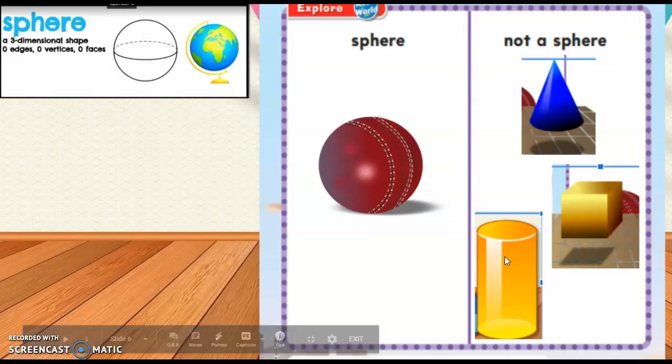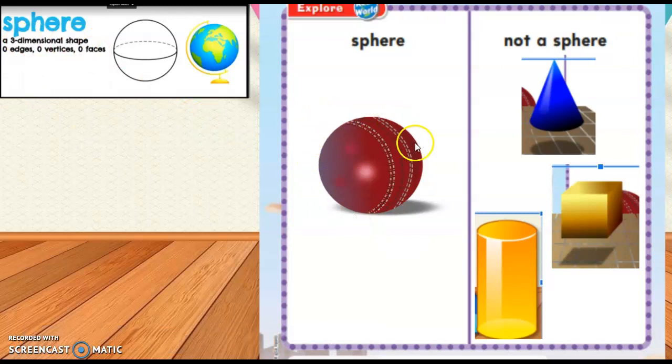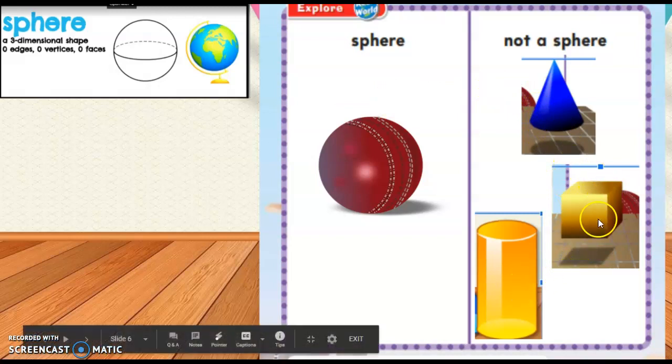The first shape that we're going to talk about is a sphere. So this is a picture of a sphere. It kind of looks like a ball. And if you were to have a sphere with you, you would notice that it's not flat. It's kind of a fat shape in that it can actually roll. These shapes are not spheres. These are different three-dimensional shapes. So we have a cone, a cube, and a cylinder.